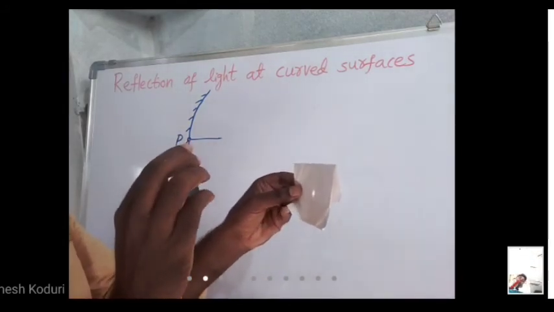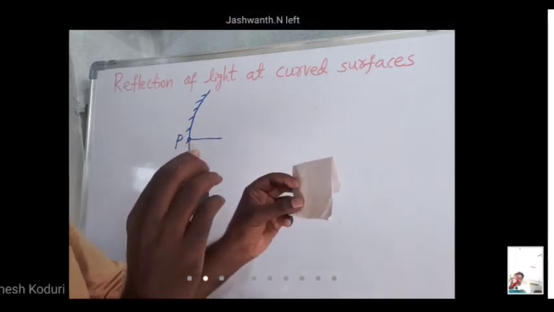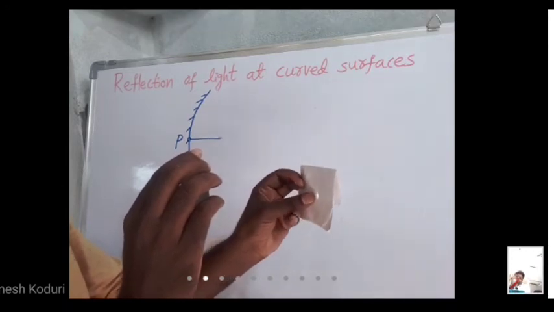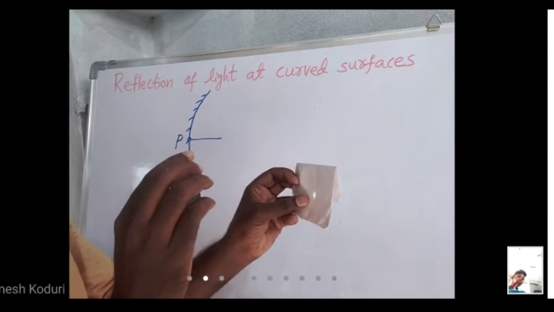Measure the distance between the mirror and this image. This distance is the focal length. This point where the image is formed is called the focus or focal point.